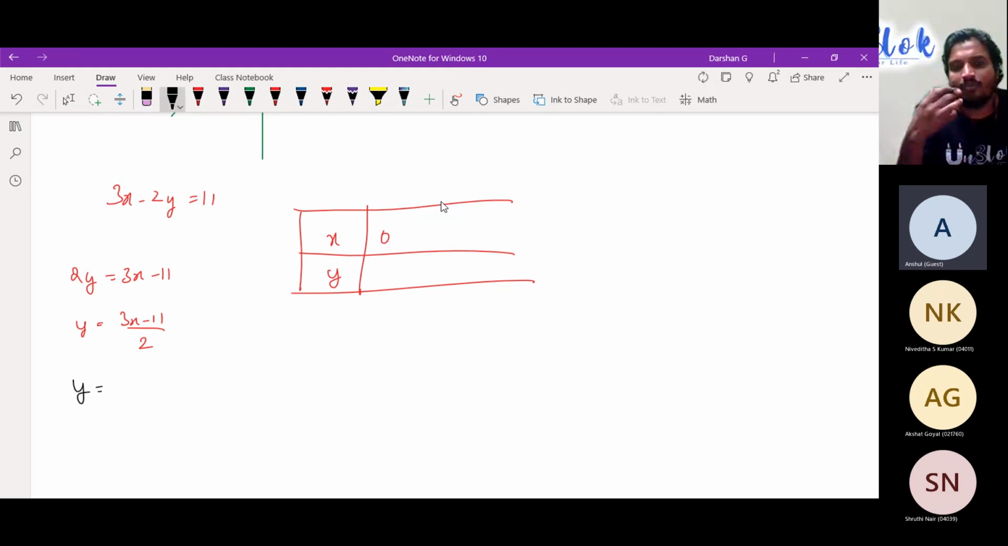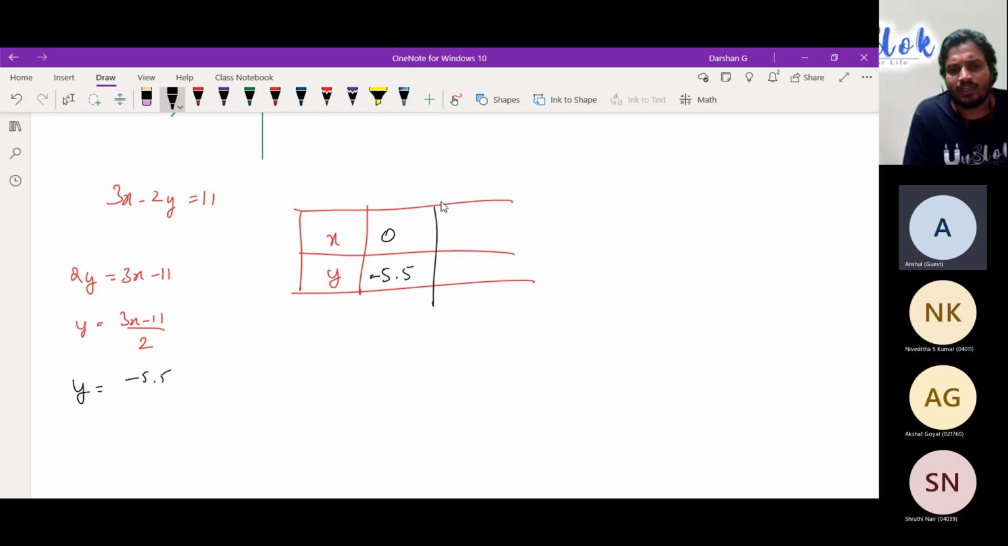So I will try some values to get the answer. So rather, I'll not use 0, I'll use 1. If I use 1, 3 minus 11 is minus 8. Not possible. I'll use 6. How much do I get if I use 6? I'll get 5. So I think I have to compromise on that part. In this situation, I have to compromise with decimals. So I'll put it as 0. If I put 0, I'll get the answer as minus 5.5.